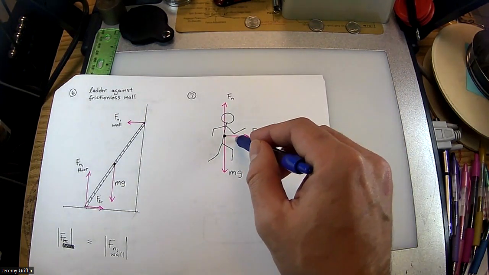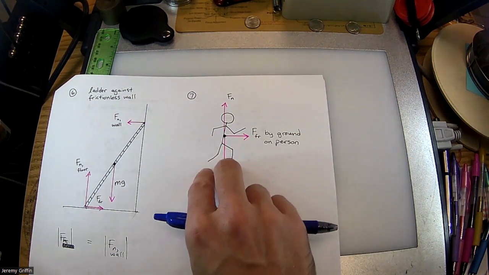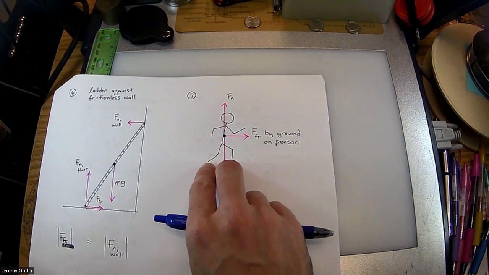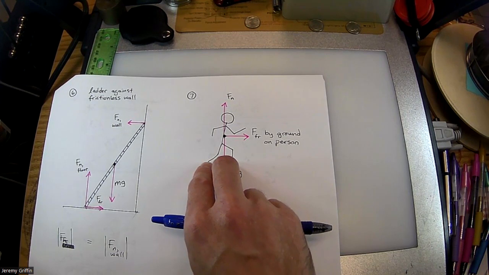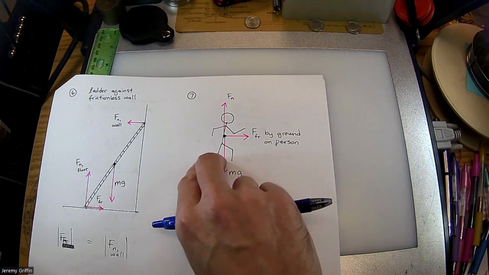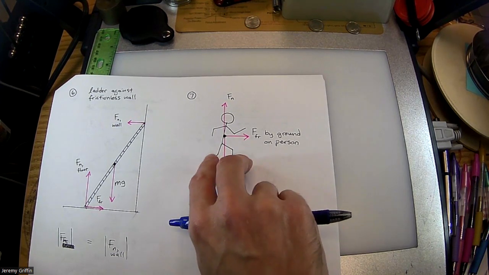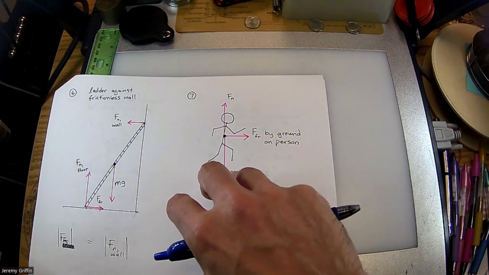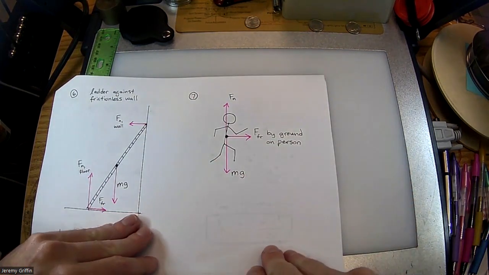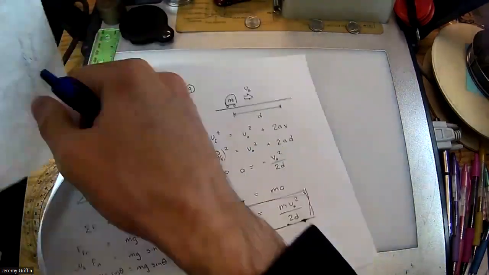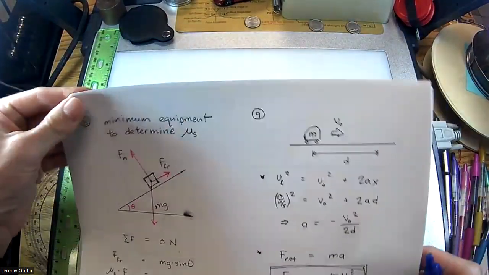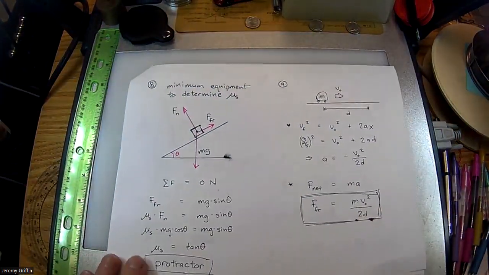Weight, normal force from the ground, and the friction. There's also Newton's third law, an equal and opposite friction force, the person acting on the ground. So the ground is pushing the person forward, and the person is pushing the entire Earth backward. Equal and opposite forces. So the friction force from the ground acting on the person drives the person forward.